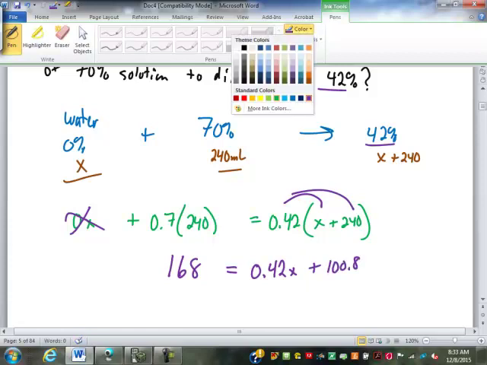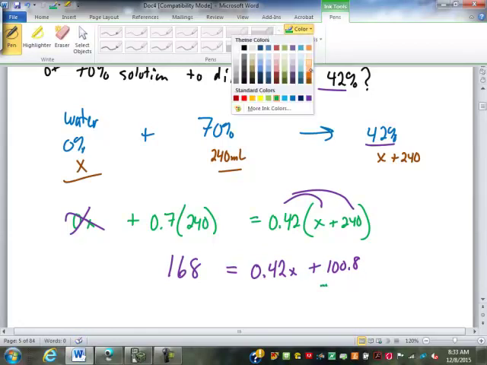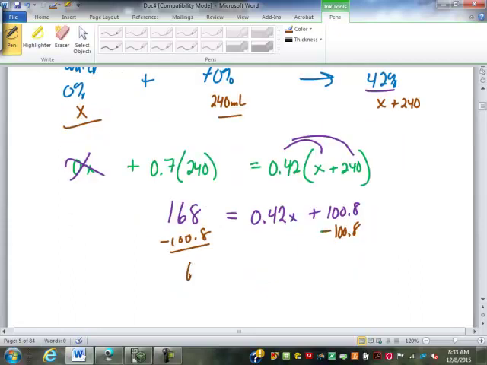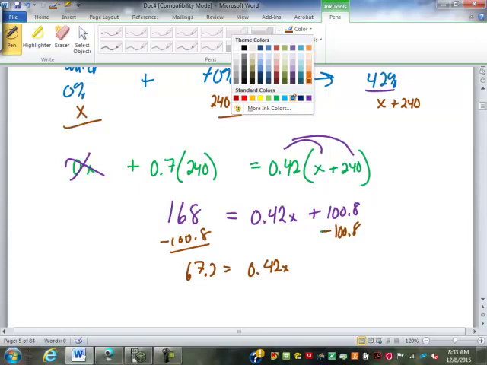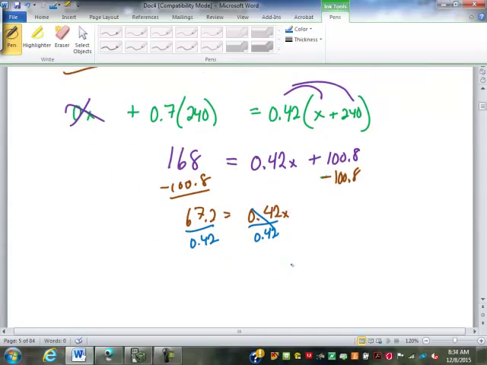Now what do we have to do here? Well, we've only got one x. So we're going to get that by itself. So we're going to get rid of the 100.8. So this becomes 67.2. And then divide by 0.42. Which gives us what? 160.